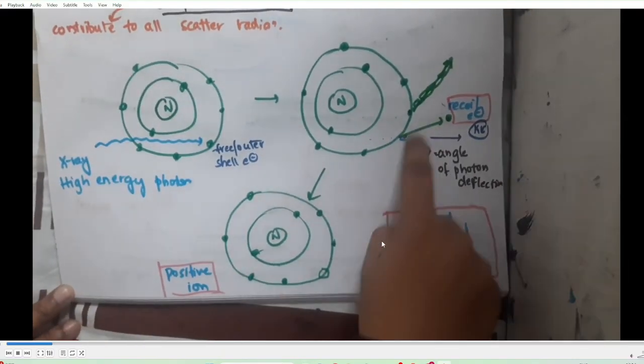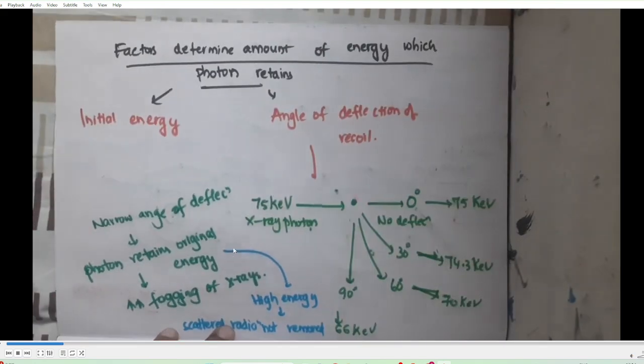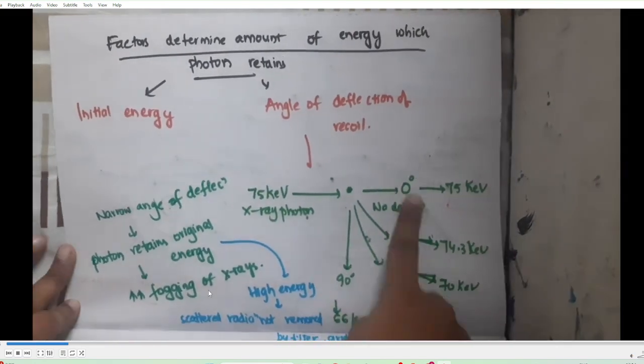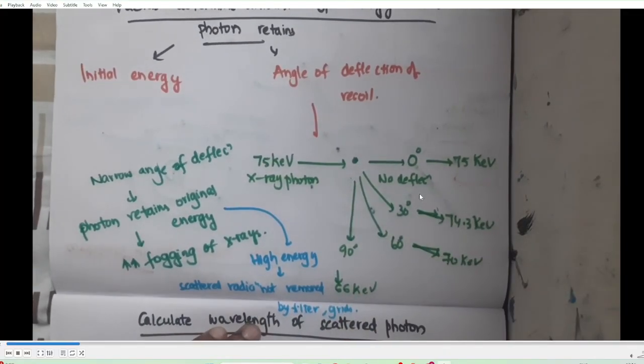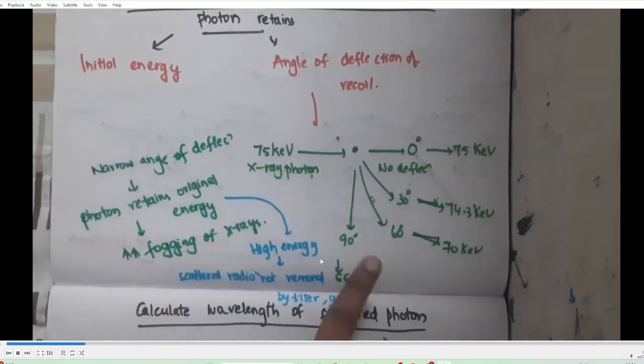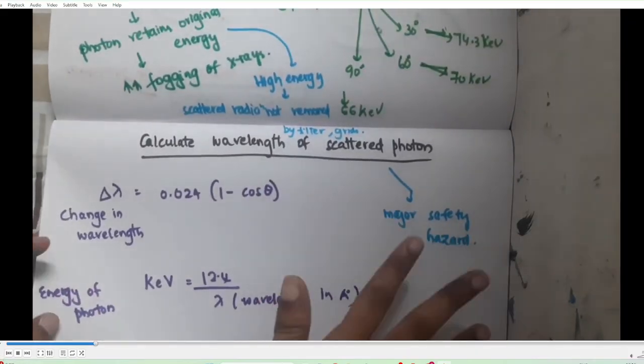So this is the important thing about scattered radiation, where the angle of deflection is very, very important. And we have seen what happens for different angles of incidence and angles of deflection, and what happens for different energy rays. The next thing is calculation of scattered photons.